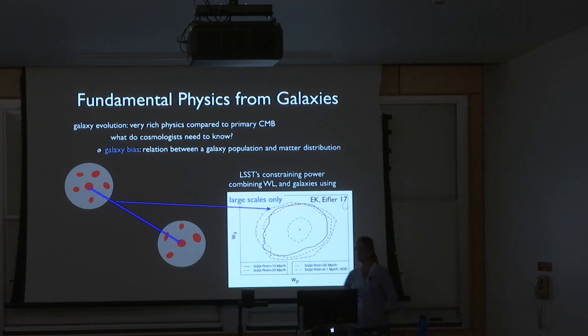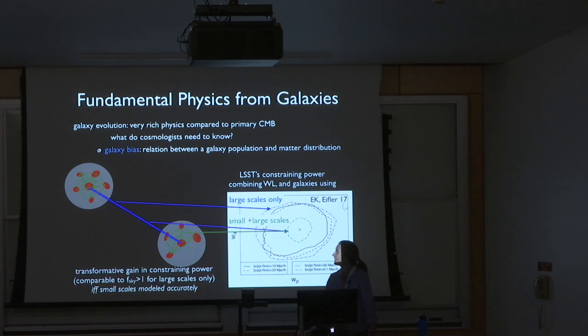Numbers don't matter right now. Nobody trusts the forecast anyway. But qualitatively we can say that if we understand how to model also the clustering of galaxies within halos, then we can drastically improve our constraining power by about a factor of 4. That corresponds to 2 full sky LSST with large scales only. And since 2 full sky surveys are very futuristic, I think understanding the small scale clustering of galaxies is an important priority.